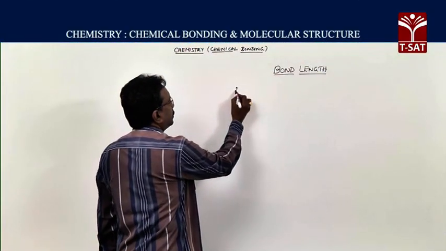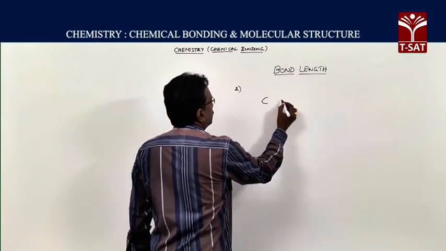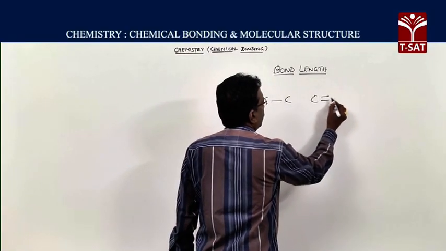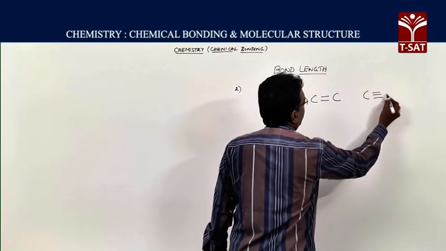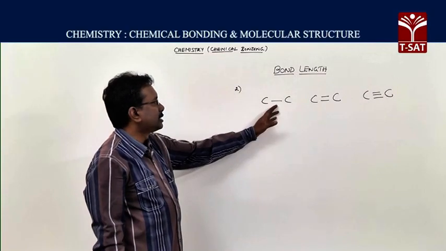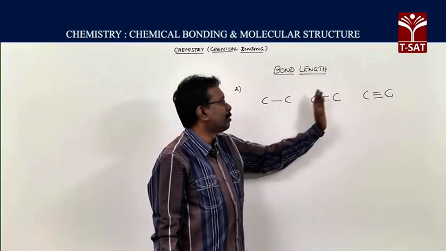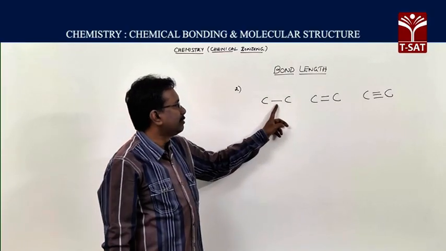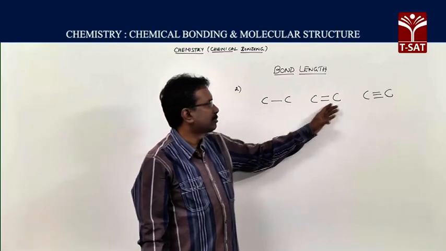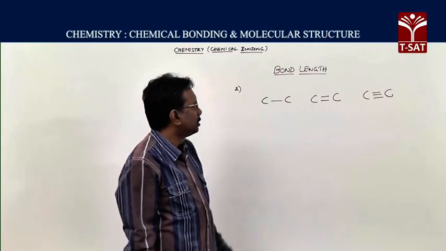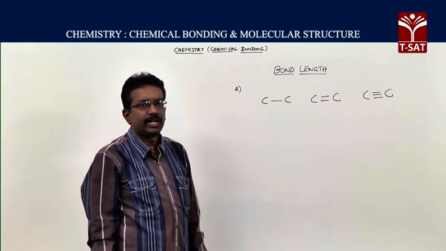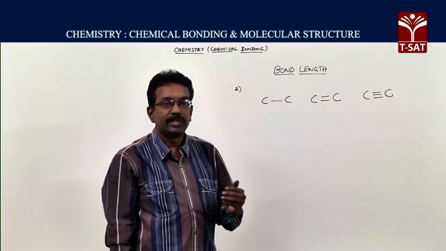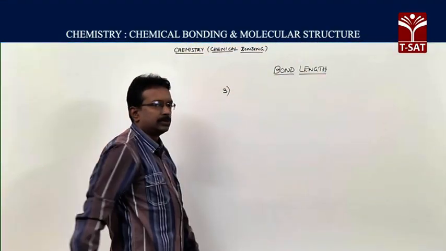Next one is, I am taking two carbon atoms: carbon single bond, carbon double bond, and carbon triple bond. So if you have a carbon single bond, double bond and triple bond, that means as the number of bonds between two specific atoms increases, the bond length value definitely decreases. This value is nearly 1.54 angstroms, this is 1.34 angstroms, and this is 1.2 angstroms. So the second conclusion is, as the number of bonds between two atoms increases, bond length value decreases. The previous one was the resonance effect, now the number of bonds between two atoms. Now let us move to the third conclusion.